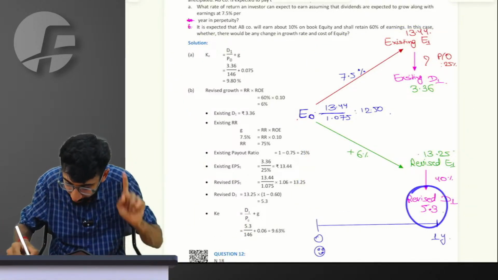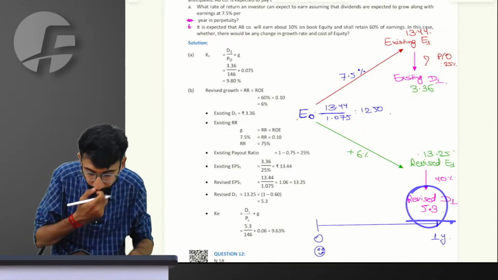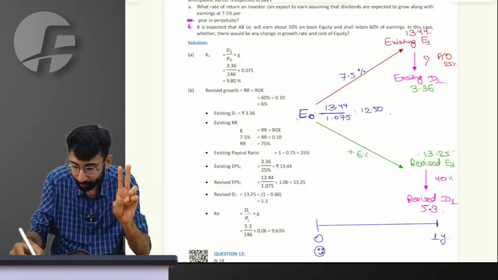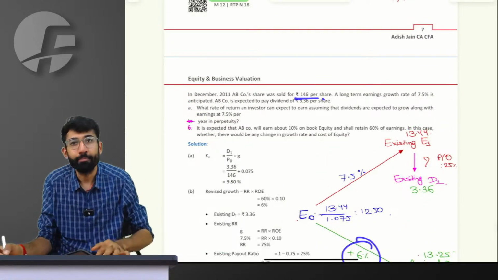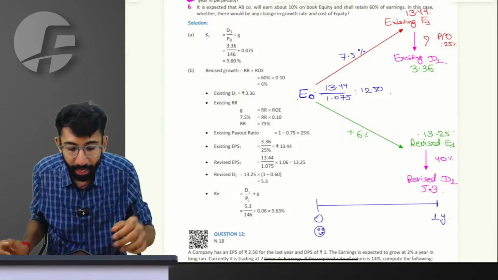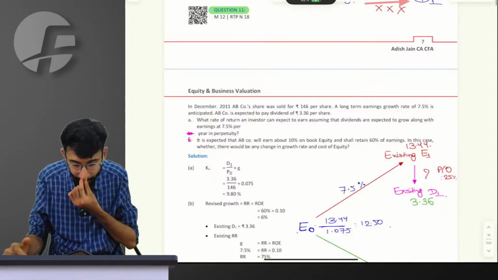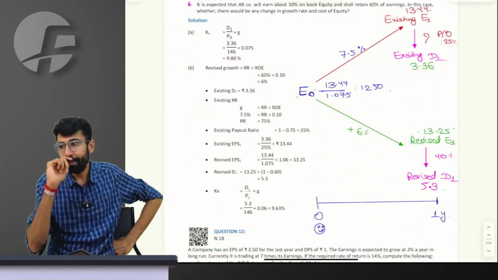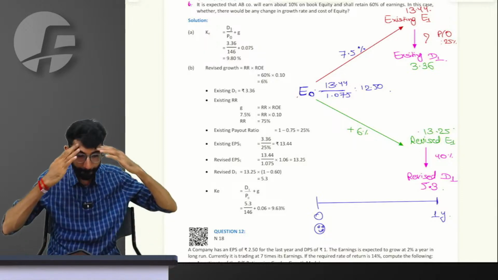So if you have D1 of 5.3, now you don't need me, you can immediately give me an answer of KE. You have D1, you have revised growth of 6%, you have P0 of 146, answer is 9.63 as someone is giving in the chat box. Please confirm. I hope live people, recorded people, we are all set with this. Question number 11th. Complete clarity, complete comfort. Sahil, can we proceed? Rest of the people in the class.